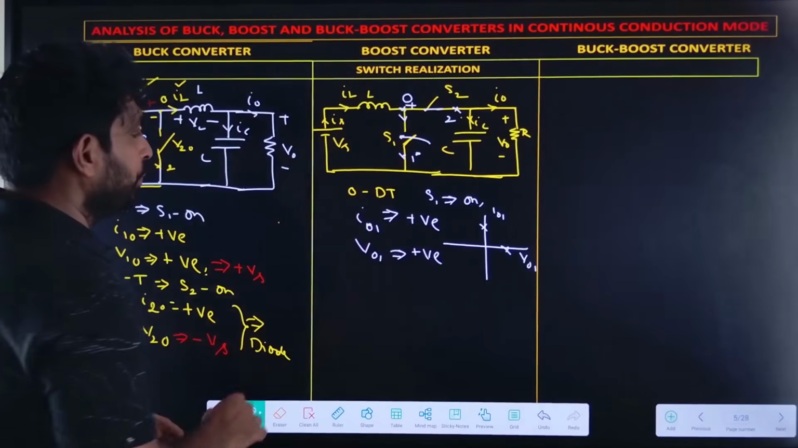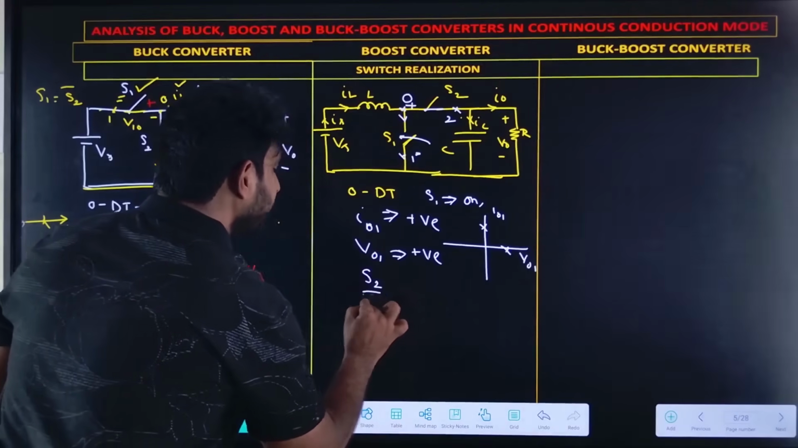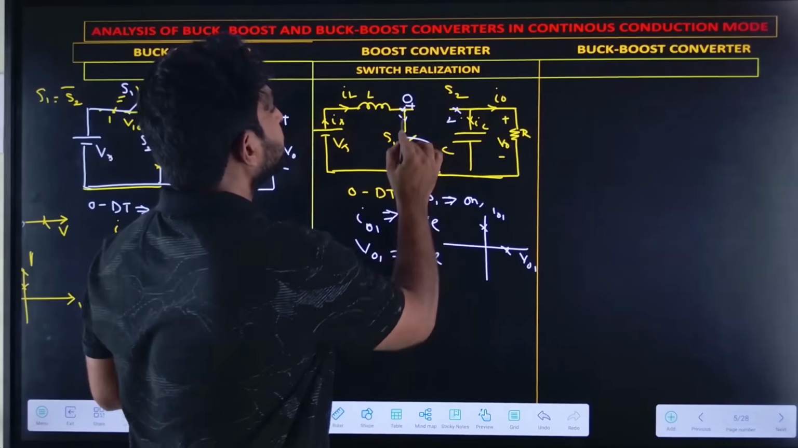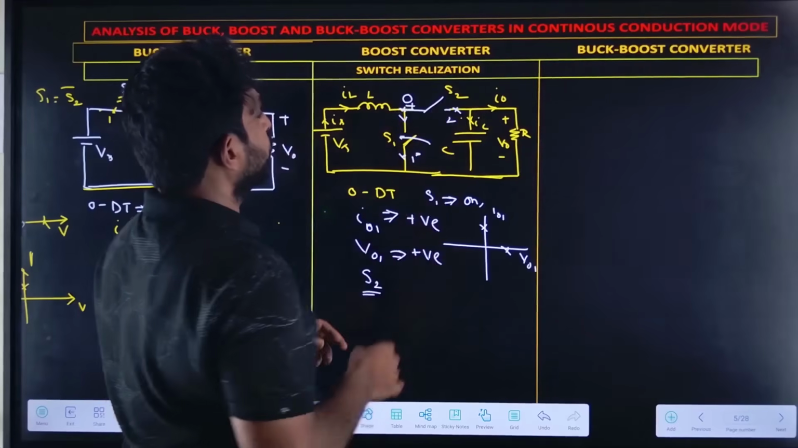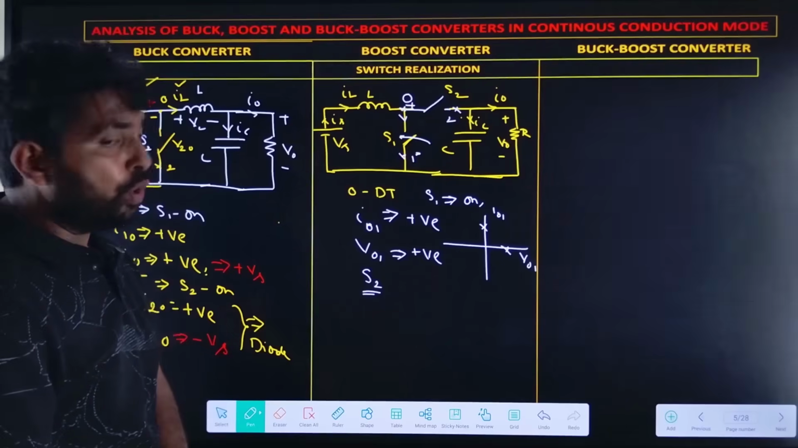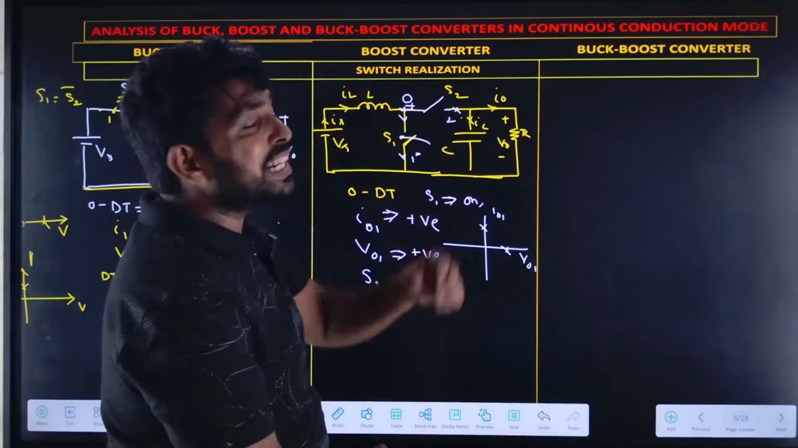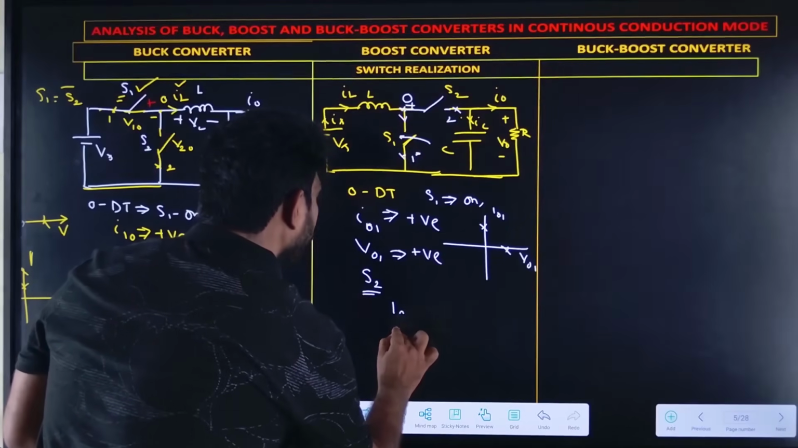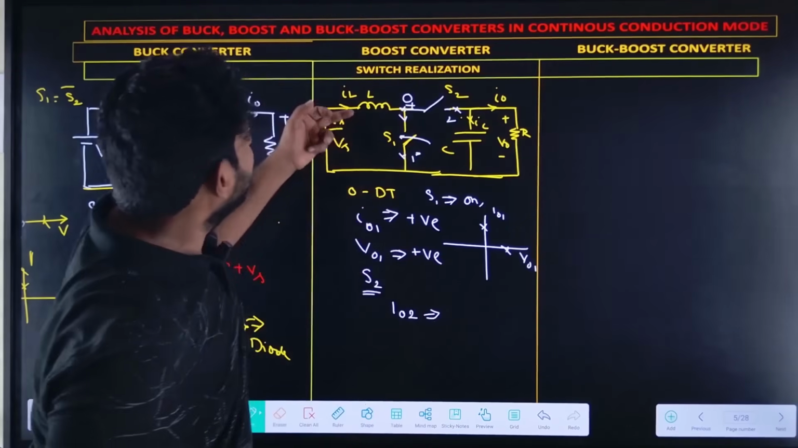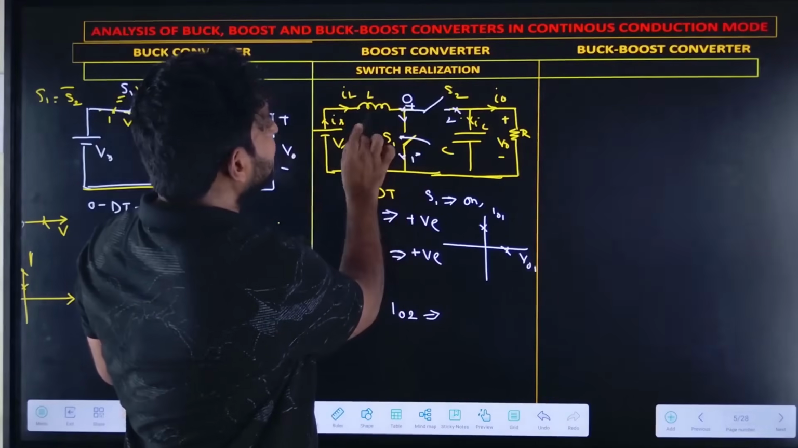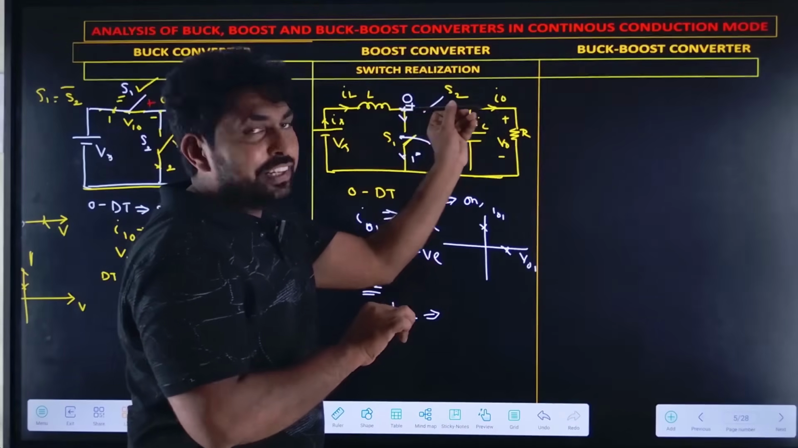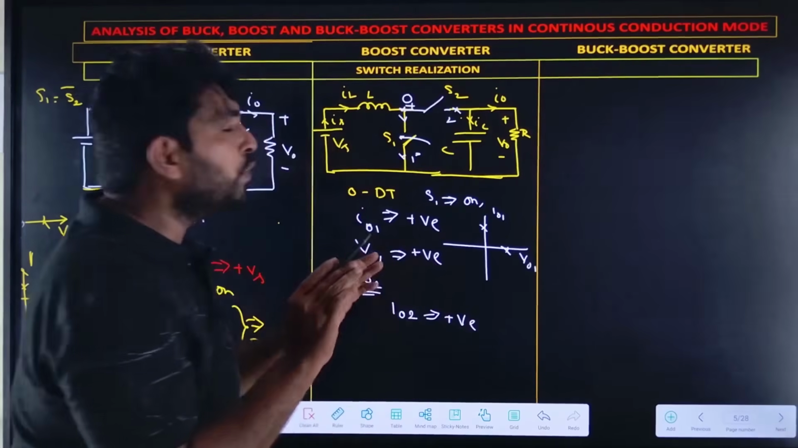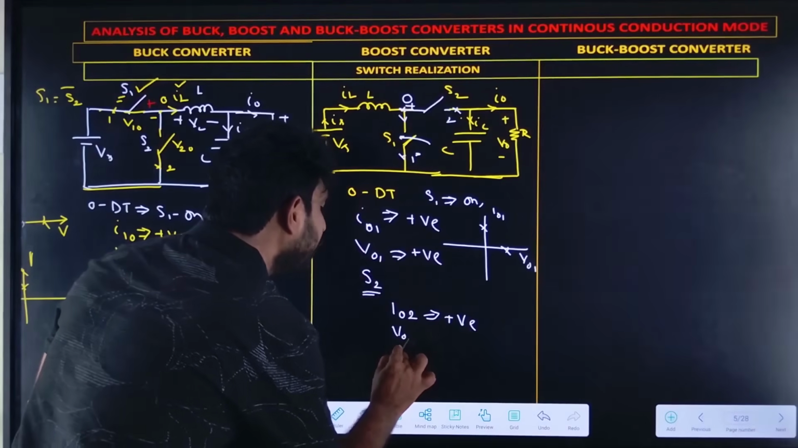Let us analyze S2. How can we analyze S2? If you take the S2 switch, here I need to find the I02. What is the I02 direction? The inductor current is entering into O and leaving at 2. So I02 is positive. Now we need to find the V02. How can we find the V02?